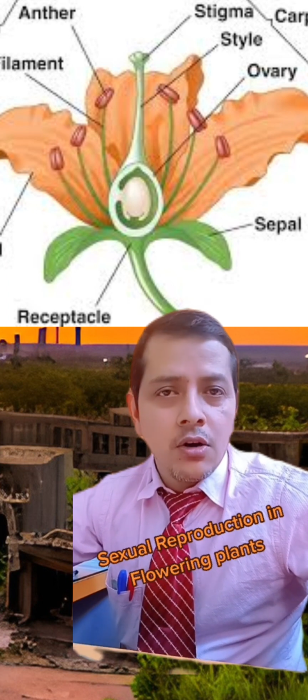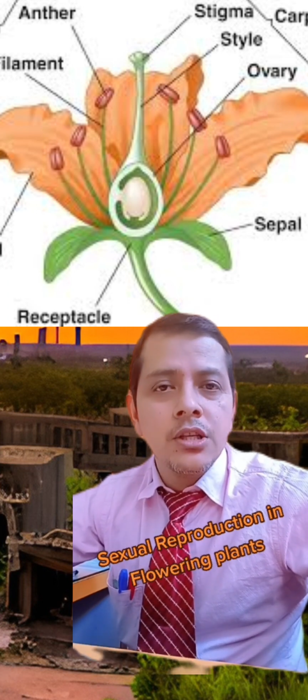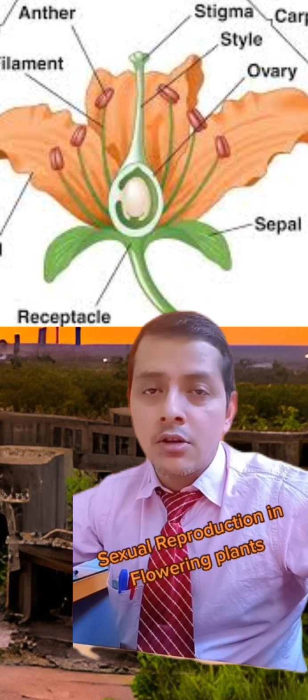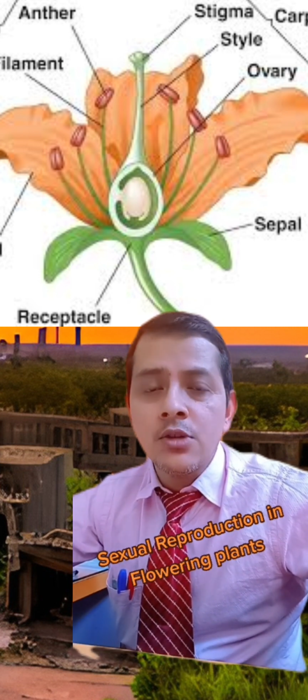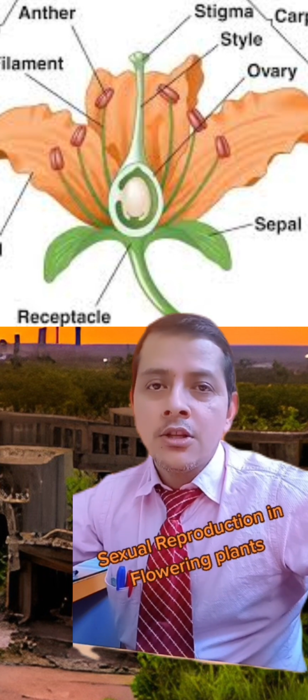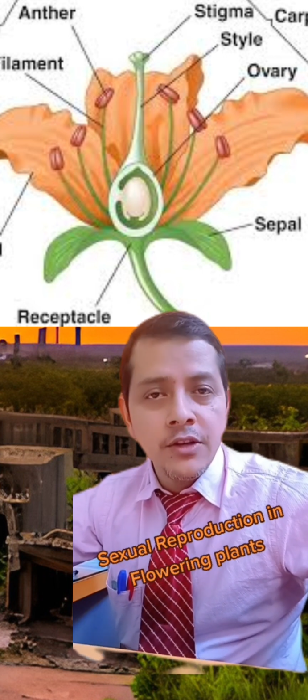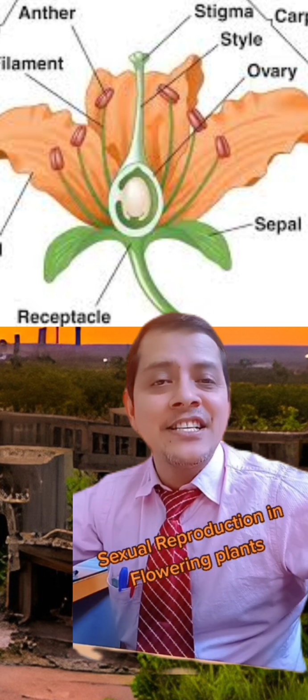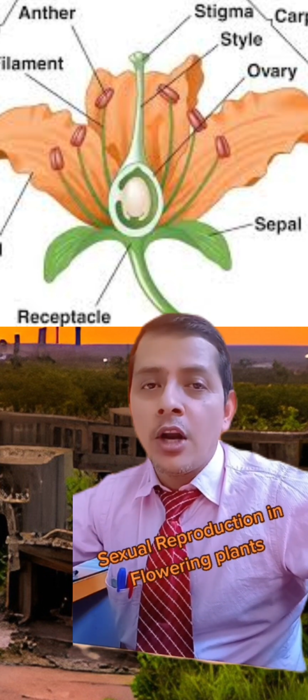Let's now learn the structure of the male reproductive system. The male reproductive system in plants consists of an anther and a filament. Filament is the stalk which holds the anther on the top, and there are 2 types. One has just 1 lobe and another has 2 lobes, so unilobed anther and bilobed anther. Mostly we study the bilobed anther. Each lobe contains 2 chambers, and they are called microsporangium. Inside the microsporangium, pollen grains are formed.